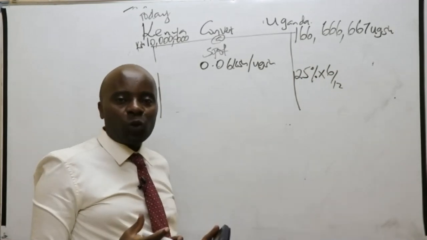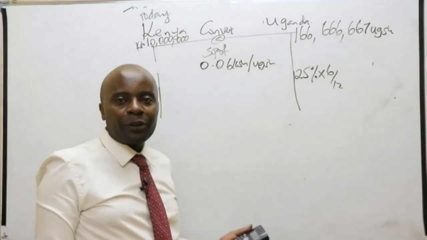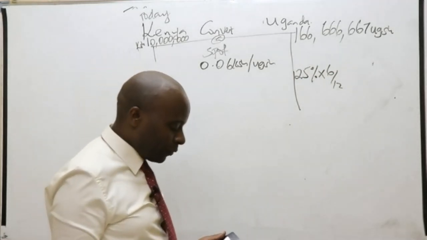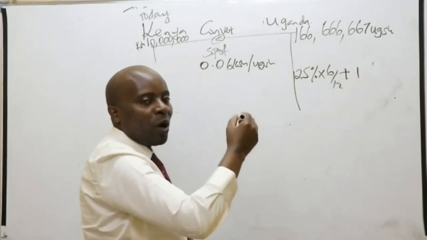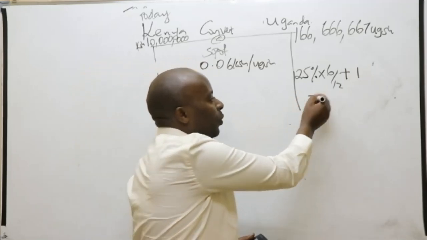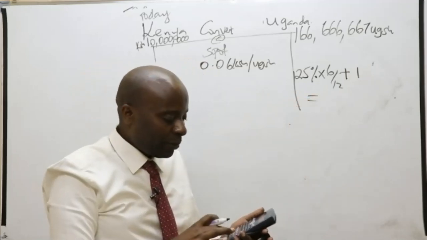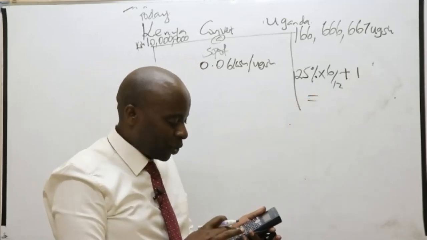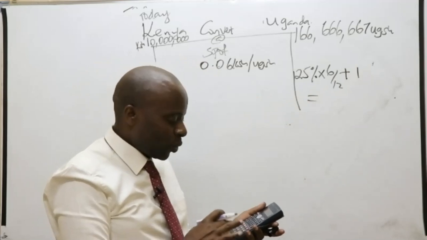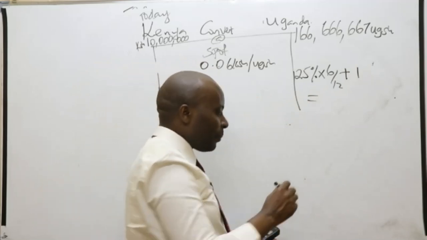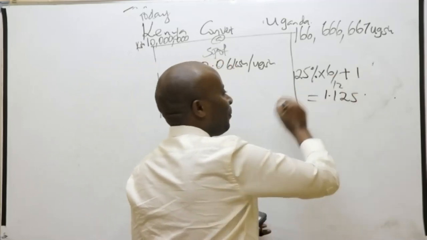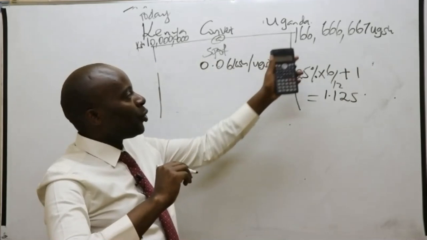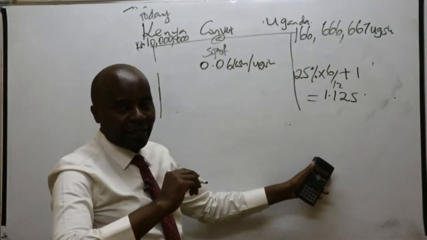Because you are told here to invest this for 6 months, so times 6 over 12. Of course, for purpose of compounding, we'll add 1. So then this at the end of the day will give me what, ladies and gentlemen? This will give me 0.25 times 6 divided by 12 plus 1, which will end up giving us 1.125.